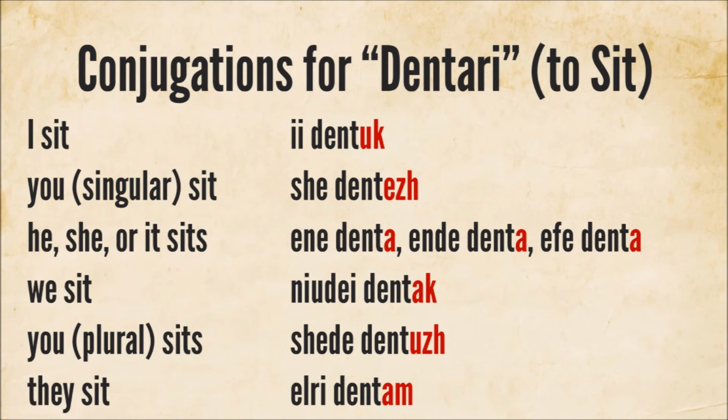And remember that you don't have to include the pronoun in front of it. It's implied in the conjugation, so you could say things just like dentuk, I sit, instead of yi dentuk, and it would be totally pronounceable. I'm just including those pronouns there so we can be clear on what's what.